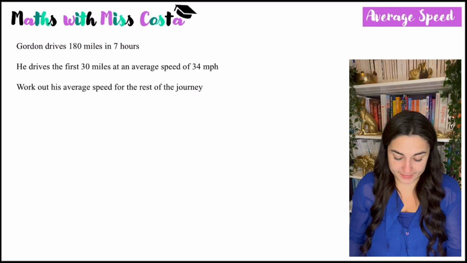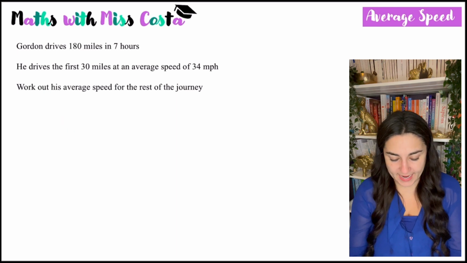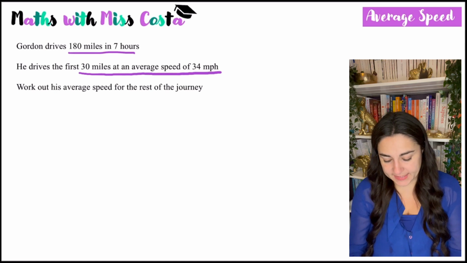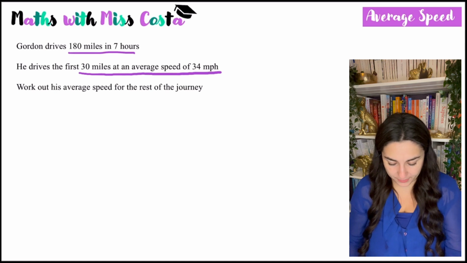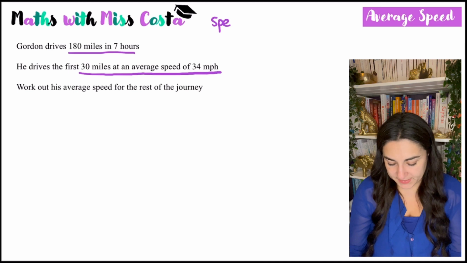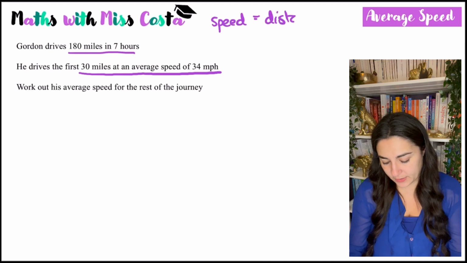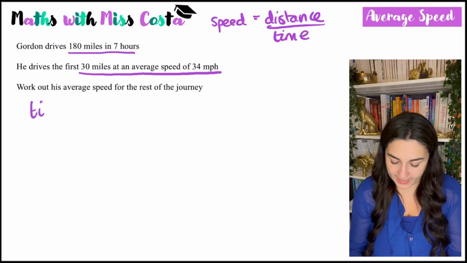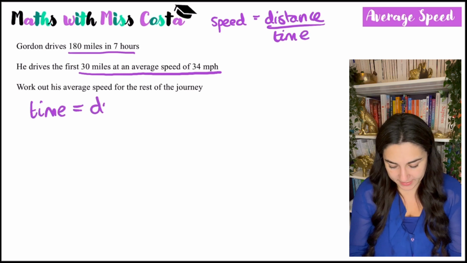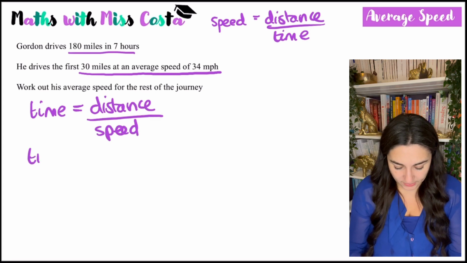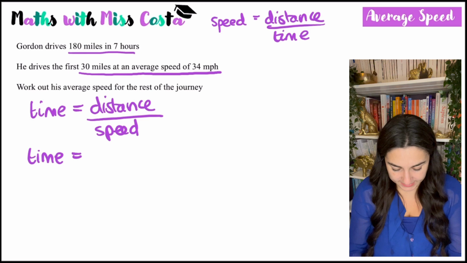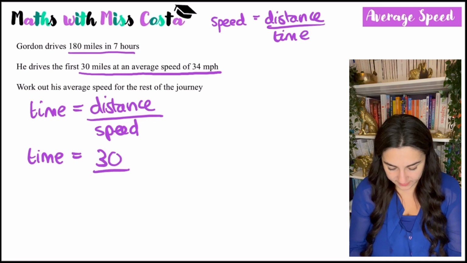Okay, so another speed question. Gordon drives 180 miles in 7 hours. He drives the first 30 miles at an average speed of 34 miles per hour. So let's figure out how much that must have taken him. We know that speed equals distance over time. So to rearrange that formula to work out time, I would say that time is distance over speed. So I know that the distance he travelled was 30 and the speed was 34.